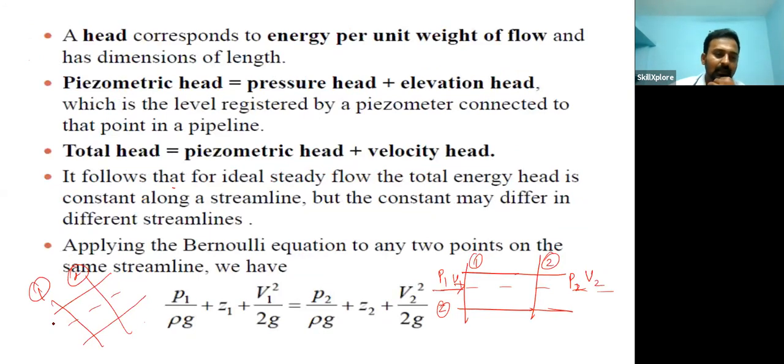So what will happen here? Now the pressure P1, V1, and here it is Z1, which is equal to 0. And the difference of height between the first point and the second point may get varied. So this height, this is the Z2.